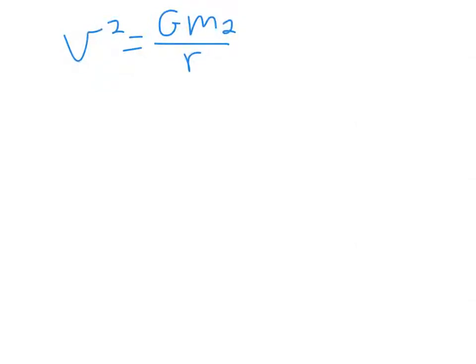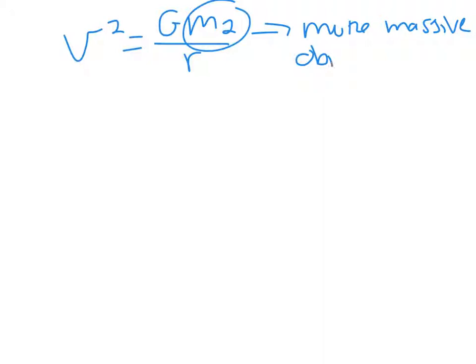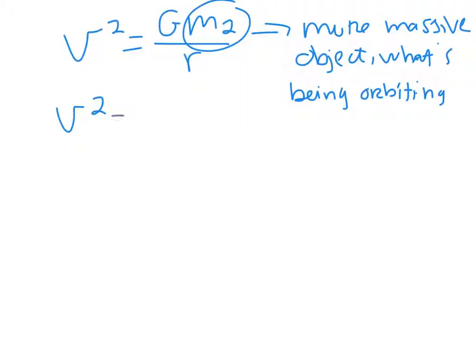m2 is the mass of the Earth, and this will be true for any universal gravitation problem where we're throwing in centripetal force. The mass is the mass of the more massive object. It's what's being orbited. So it's whatever the object is going around, not the object that's doing the orbiting. So in the case of the Earth, v squared equals GM over the distance between the two centers.